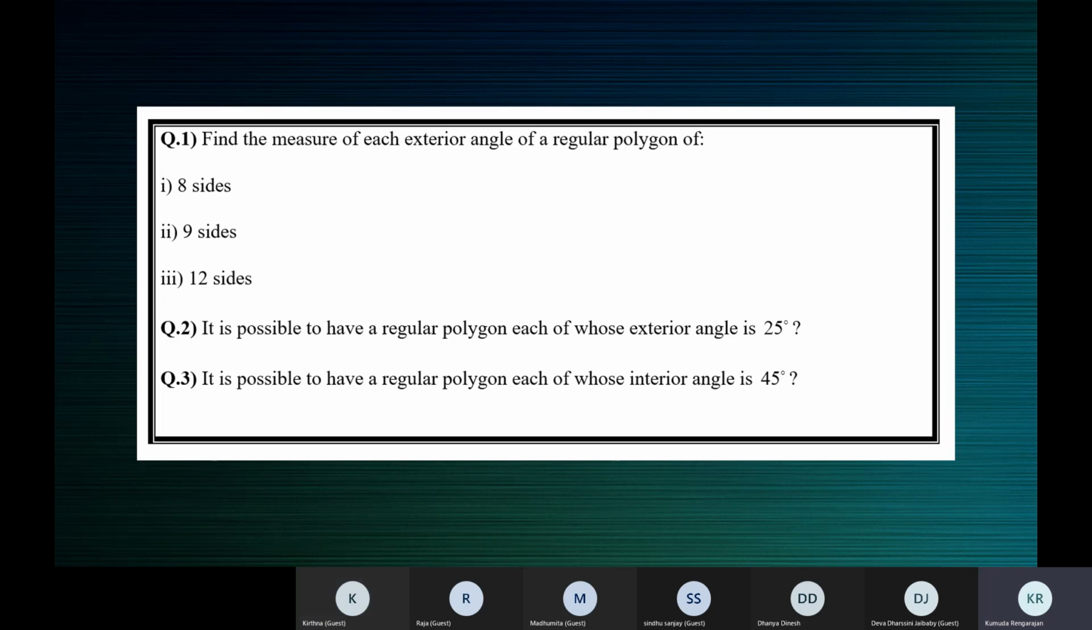See, now a polygon with 12 sides has 12 angles. The sum of all the 12 angles is 1800. Now all the angles are equal because it's a regular polygon. All the 12 angles measure the same. Now tell me what will be the measure of each interior angle, because you have found 1800, the sum of all the interior angles. There are 12 angles.